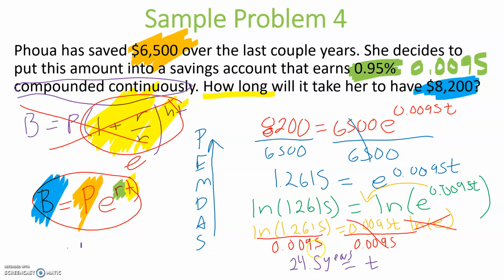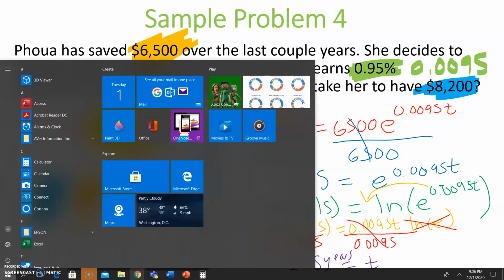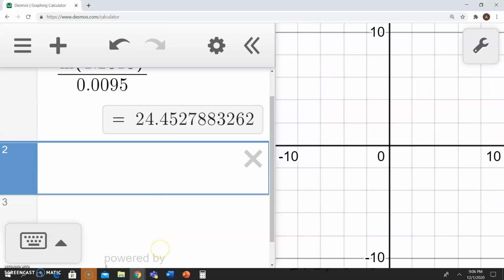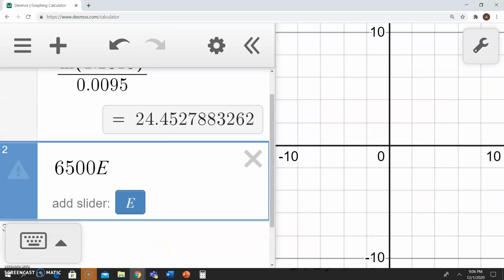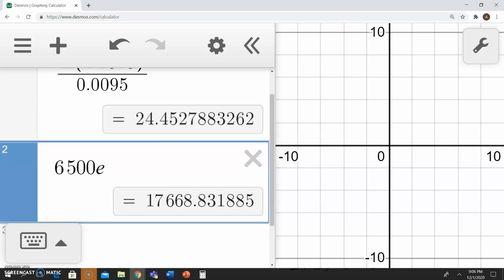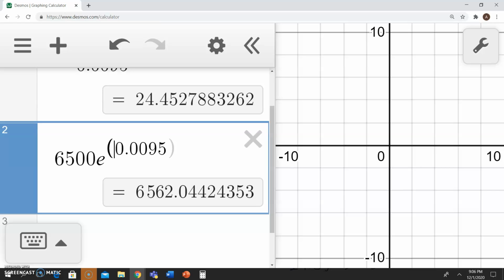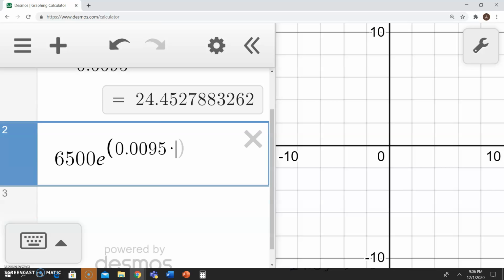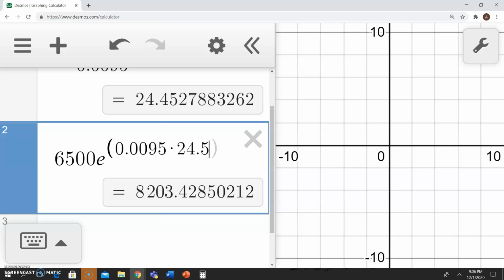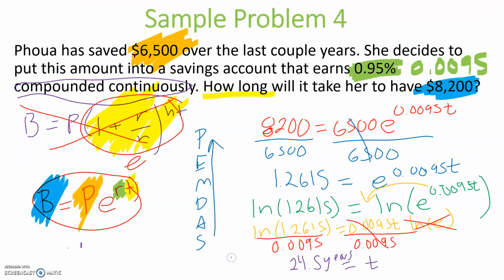And then let's check. Okay, so she had 6,500 and it was compounded continuously at a rate of 0.95%. And we are saying that in about 24 and a half years, she will get to that 8,200. And there we go. $8,203 and about 43 cents. So I think we feel pretty good about that.